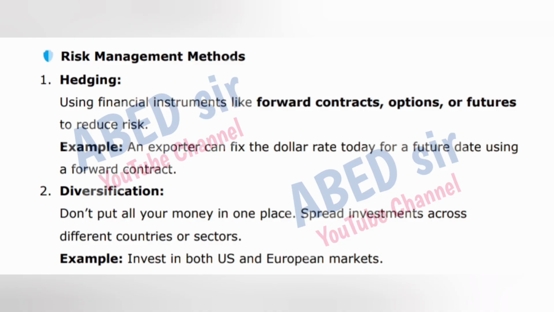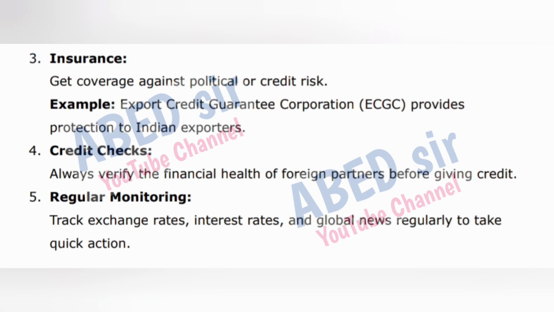Example, invest in both US and European markets. 3. Insurance. Get coverage against political or credit risk. Example, Export Credit Guarantee Corporation, ECGC, provides protection to Indian exporters.